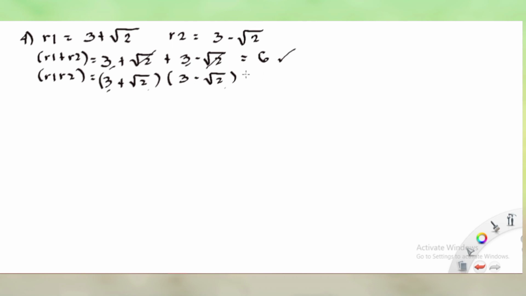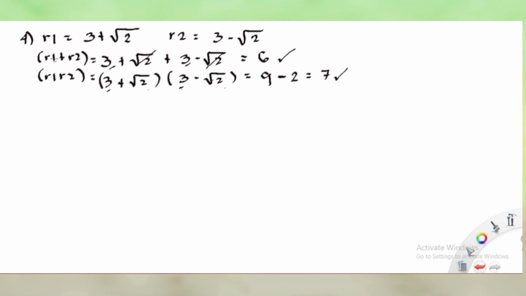So, what we're going to do is square the first term. 3 is the first term, and 3 squared is 9. Then, the operation is minus. The square of the second term: square the square root of 2, that is the square root of 4. The principal root of the square root of 4 is 2. And then, 9 minus 2 is 7. So, therefore, the product of the roots is 7. Or, you can multiply this out. If you want the long method, use the FOIL method or distributive method. You will still come up with this answer.